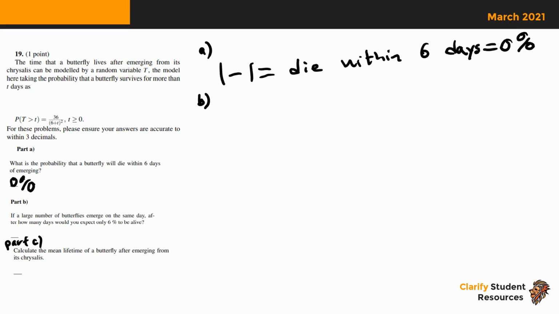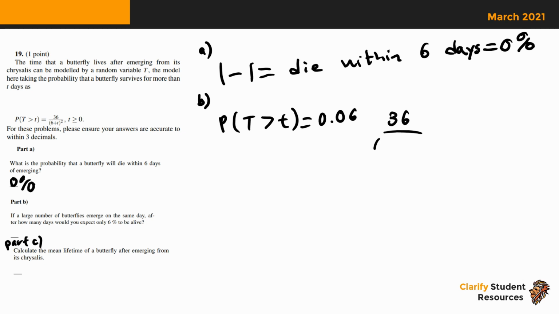Okay, so for part B, it's asking us, if a large number of butterflies emerge on the same day, after how many days would you expect only 6% to be alive? So we know that P of T greater than t is going to equal 0.06, which is 6%. So all we have to do here is solve for t.